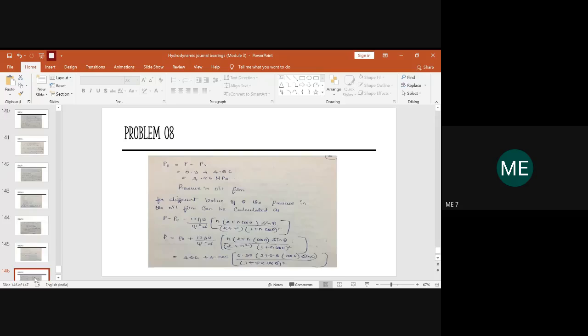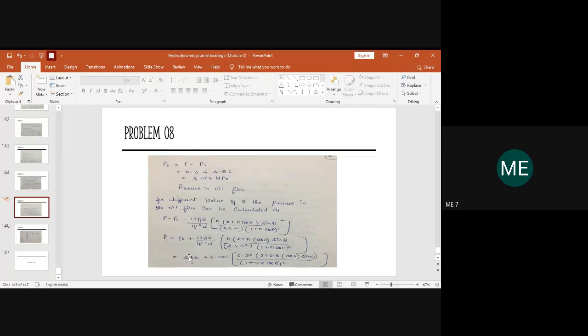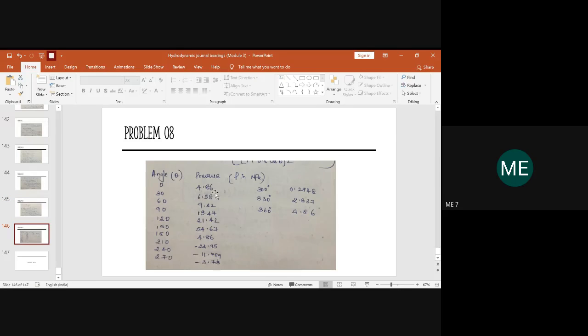After this, you will determine the pressure for different ranges of angle. You will determine with a difference of 30 degrees. So first at 0, what is the pressure we get? At 30, what is the pressure? You will calculate for each. You have the equation here. First you will put cos 0, sin 0. Then you will check what pressure P you are getting. You have to write this value over here.